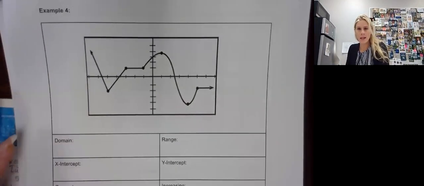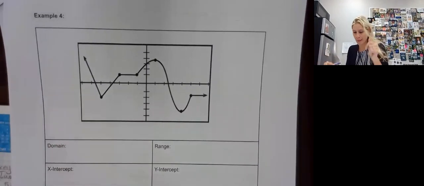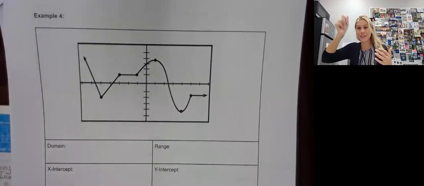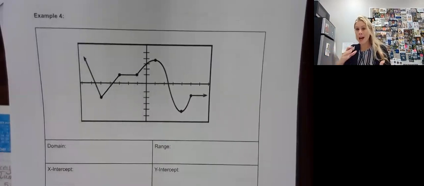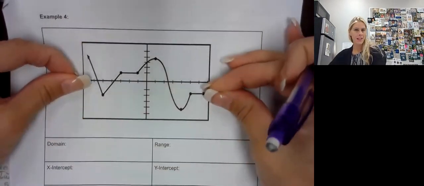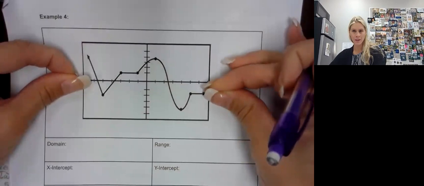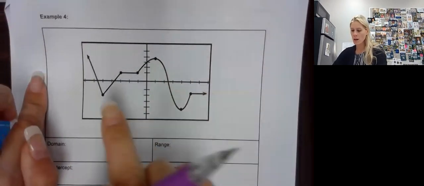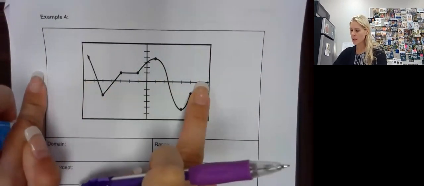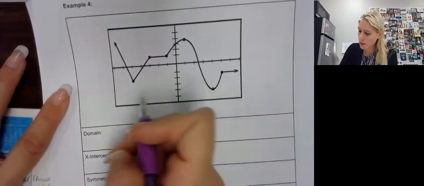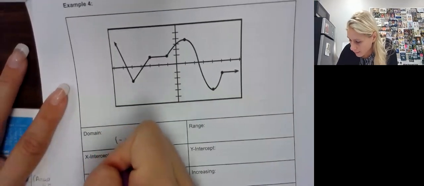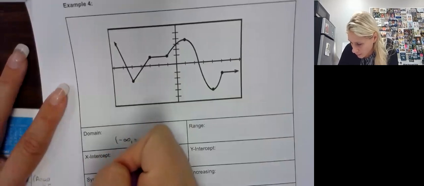All right, this one's kind of crazy, right? Ooh, but it is a function, right? Because I could do the vertical line test. We only have one value for every x, okay? So domain, again, if I squish this onto the x-axis right here, our arrow comes here, all these points are covered, and our arrow goes to the left. So again, it's negative infinity to infinity.